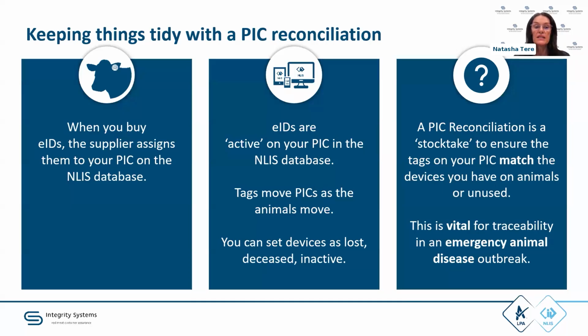The tags move PICs as the animals move. So as you're thinking along the supply chain, that tag will move to the PIC, and you're required to do that transfer or receiving of those devices onto your PIC. But you also can set devices as lost, deceased, or inactive. So the PIC reconciliation is a basic stock take to ensure the tags on your PIC match the devices you have on animals or which are unused in your drawer. This is vital for traceability in an emergency disease outbreak.